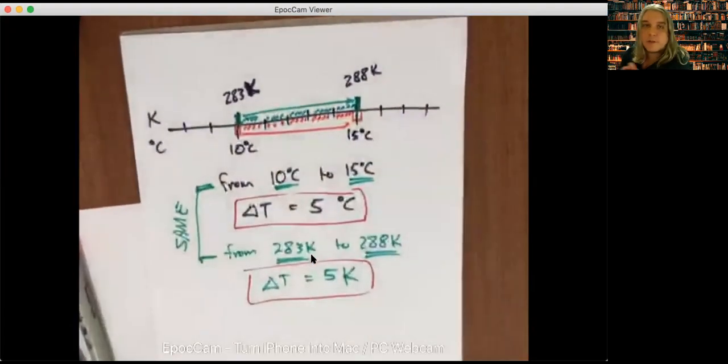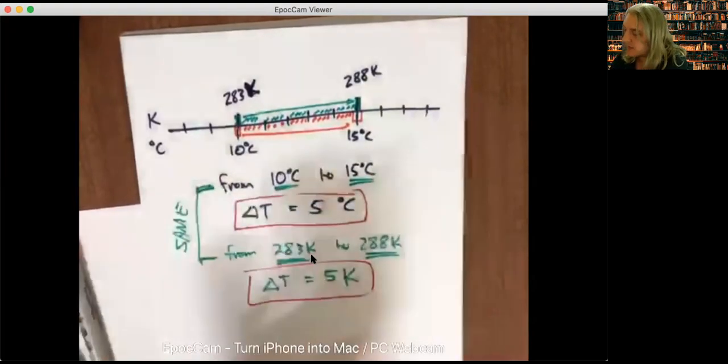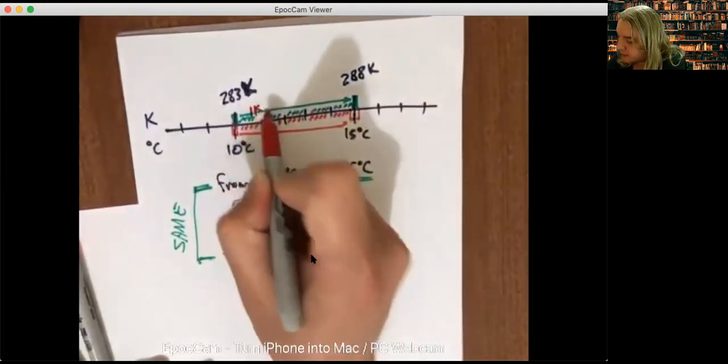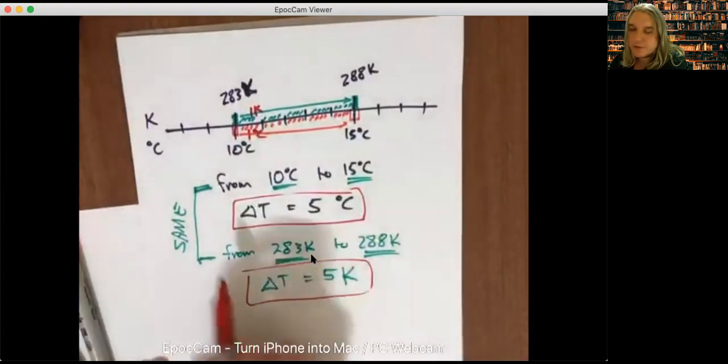Because, and remember, this is the bit that I mentioned when we were talking about the Kelvin scale, when he came up with it. He said, let's keep the same step size. Because one step of 1 Kelvin here is exactly the same as a step of 1 degree Celsius here. So the step size is the same.